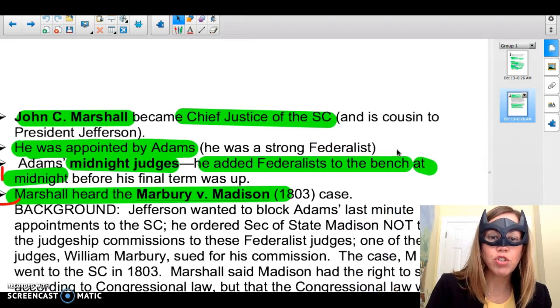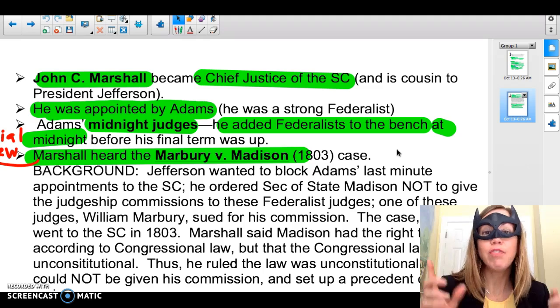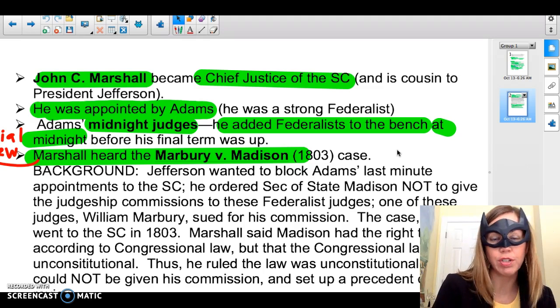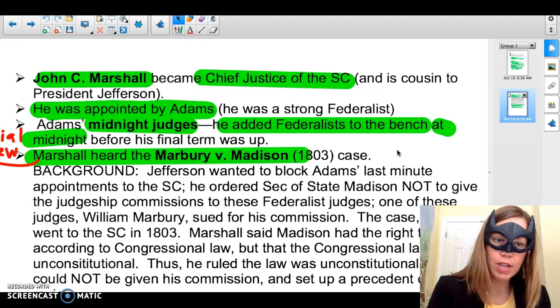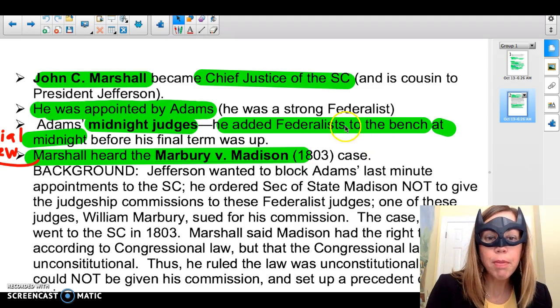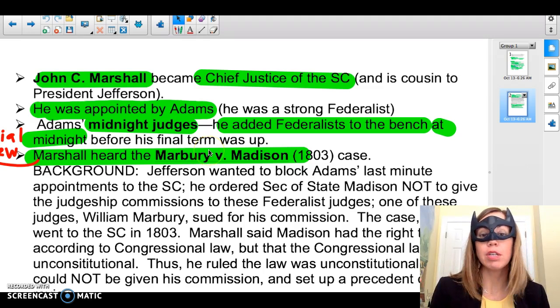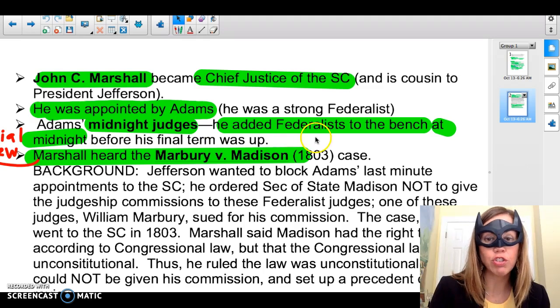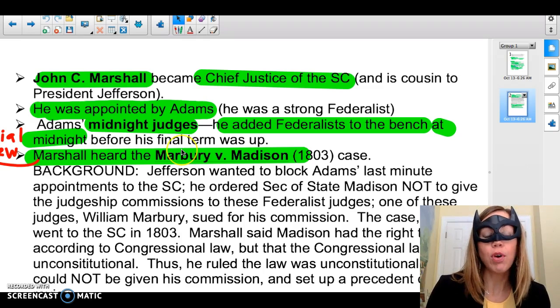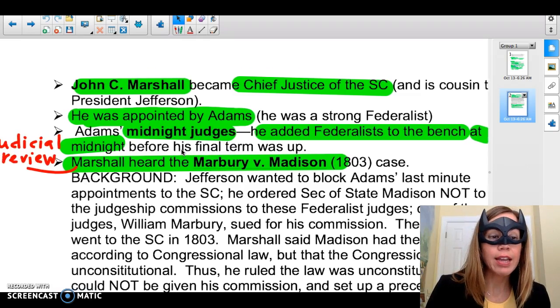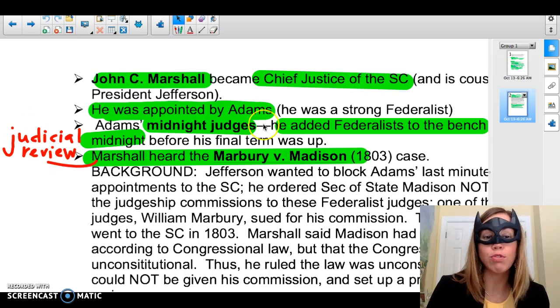Okay, John Marshall becomes Chief Justice of the Supreme Court, and he, in fact, strangely, is cousin to President Jefferson. So you would think Marshall would be on Jefferson's side. In fact, he's not. He's appointed by Adams, so that means Marshall is also a Federalist, even though his cousin Jefferson is a Republican. Adams decides in his anger that Jefferson has won the office to basically pack the court, add all these Federalists to the bench of the Supreme Court at midnight, like right prior to midnight before his final term was up. Okay, and this is where we get the term judicial review.